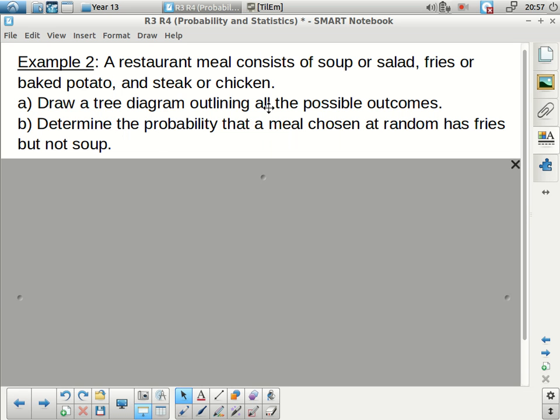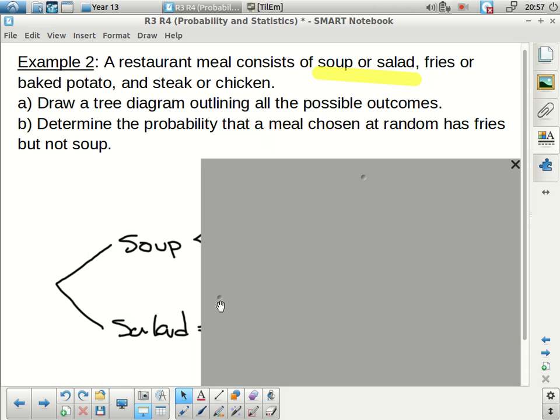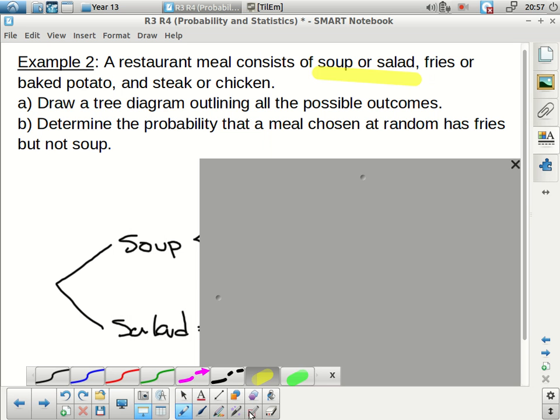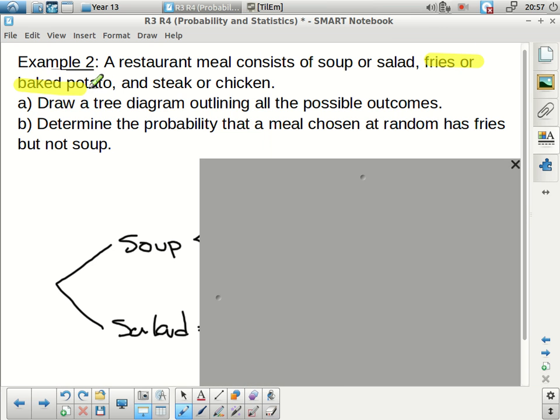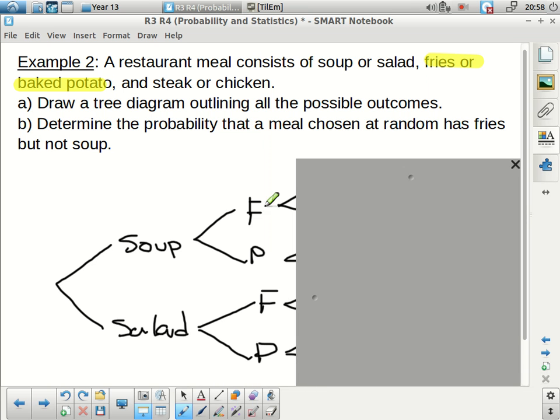So the best way to do this is to just look at the various choices, right? My first option is I can do soup or salad. So I just start with that. My first option is I can go to soup or I can go to salad. My next option is fries or a baked potato. So from each of these, I could have got the soup and then fries or potato, fries or potato.